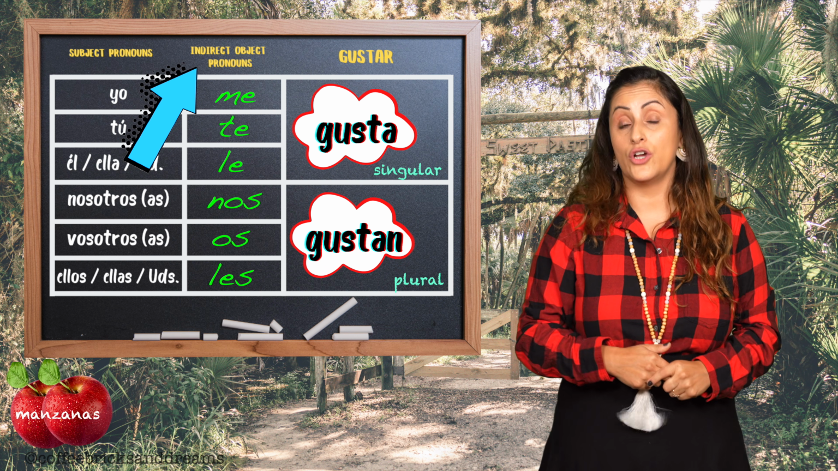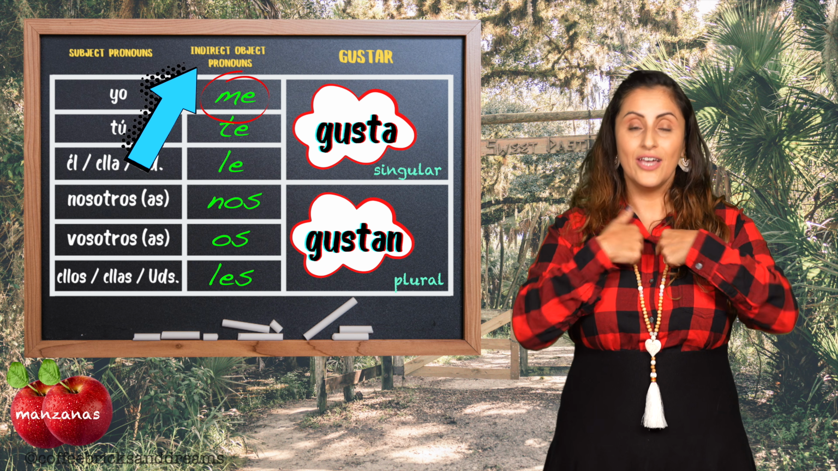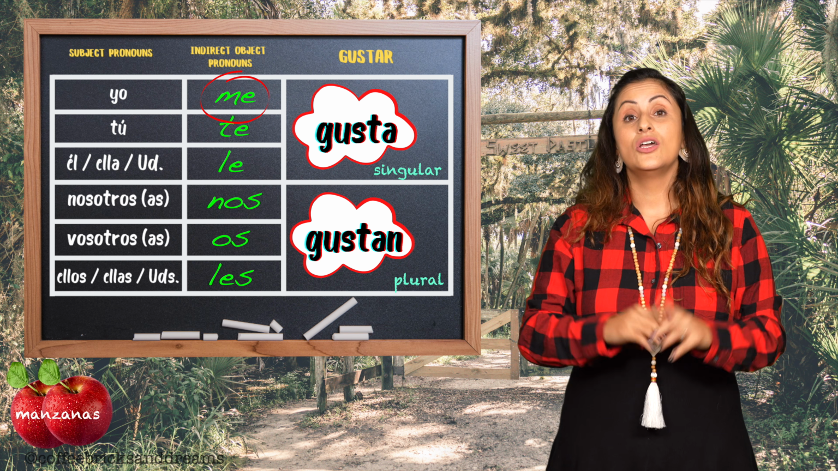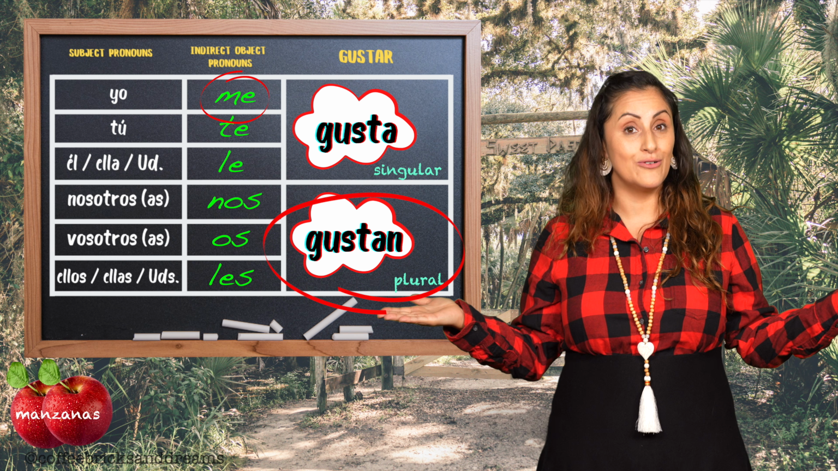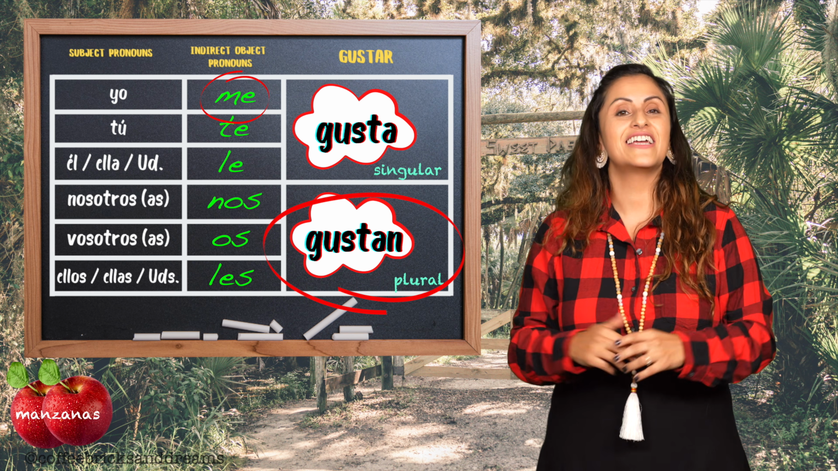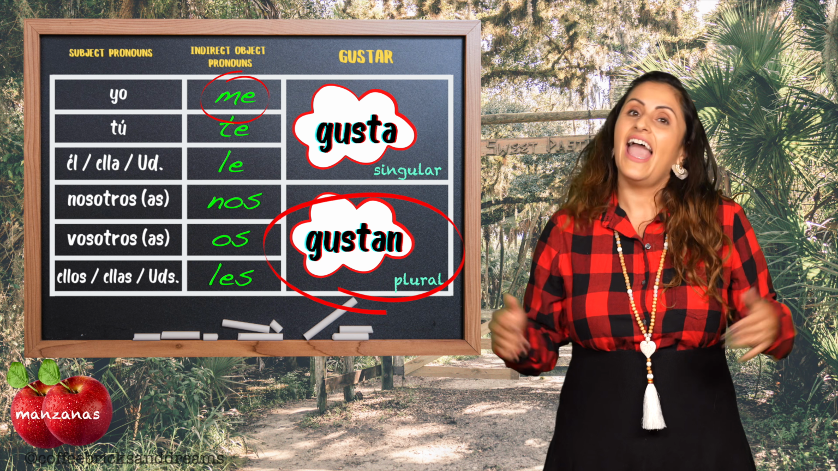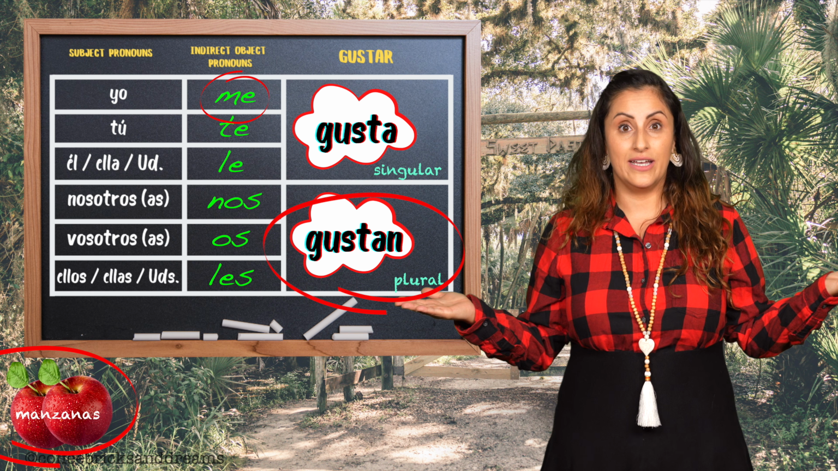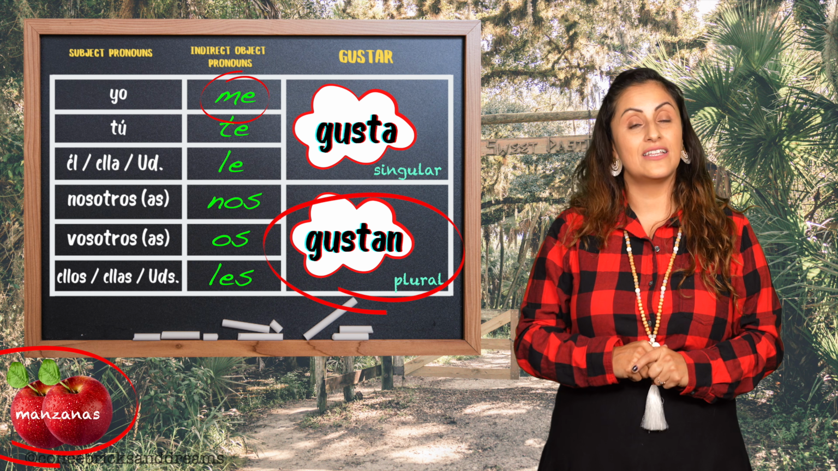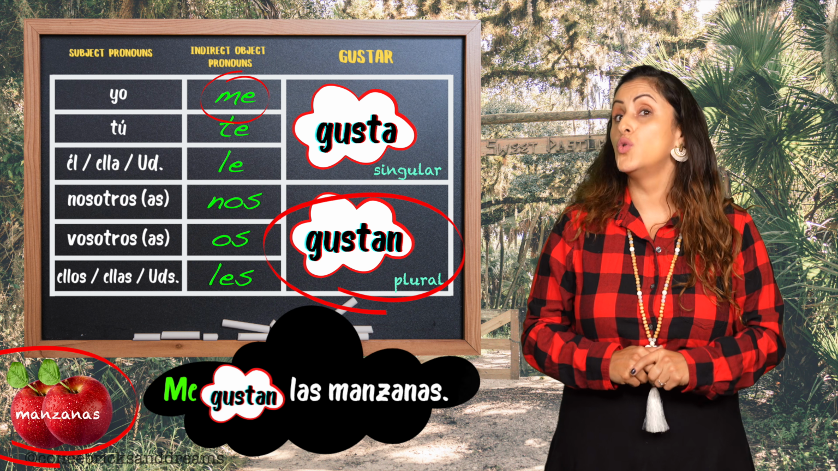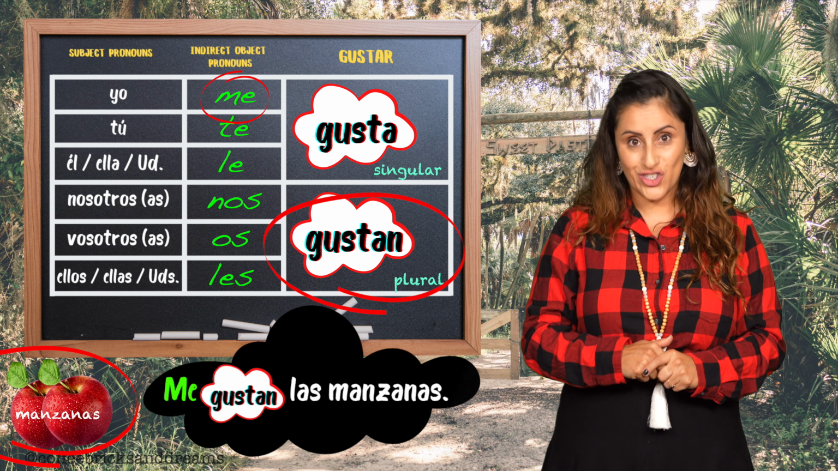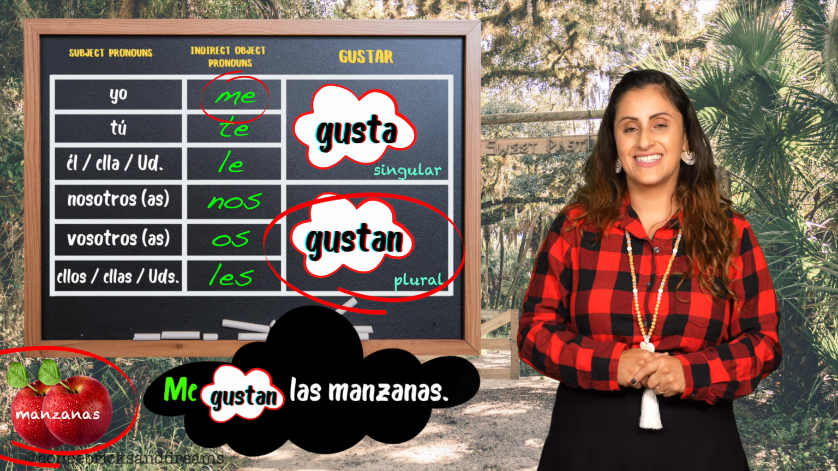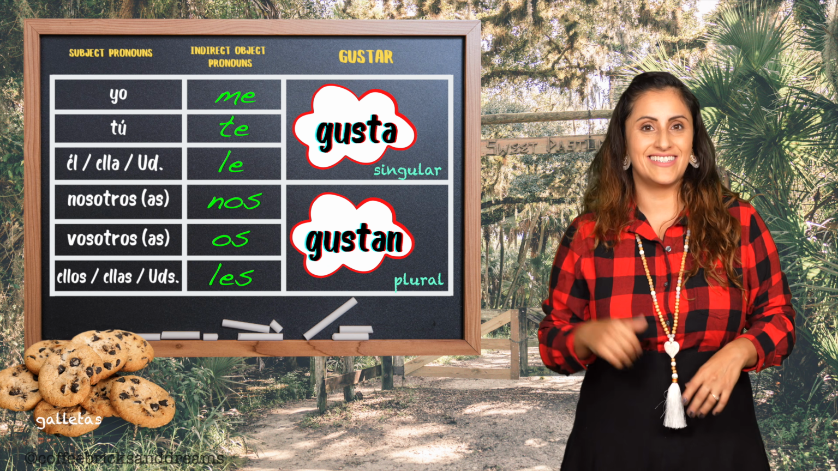Very good. You start with me. I or to me. Gustan, because it's multiple apples, right? Very good. I'm glad you caught that. And then you're just going to add your object. So hopefully you ended with me gustan las manzanas. Me gustan las manzanas.